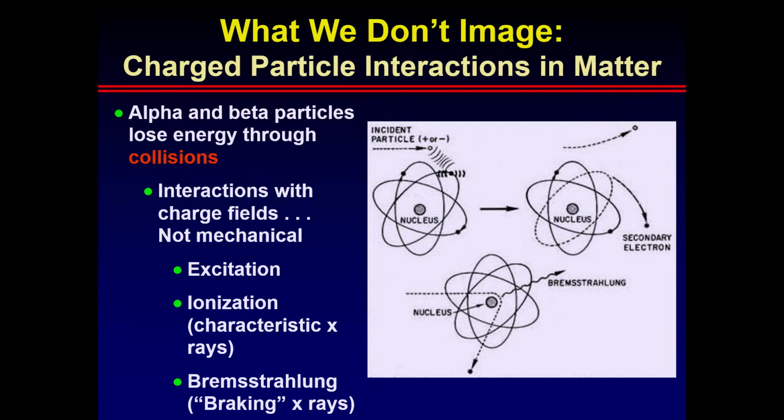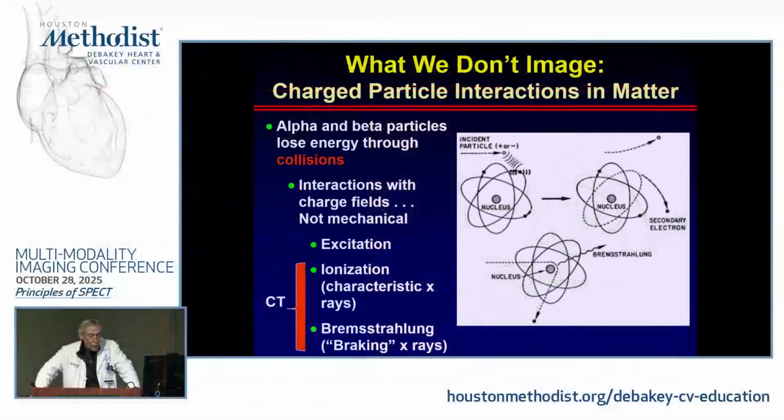And we also have this thing called Bremsstrahlung, which I always have a hard time pronouncing, which is called braking X-rays, where you have an electron going around the nucleus, and as it slows down, it gives off energy because there's always got to be conservation of mass and energy. So as it slows down, it gives off energy. And in fact, in CT, what we typically do is we look at ionization, which is characteristic X-rays, when electrons hit tungsten rings and give off characteristic X-rays. That's how we're getting our pictures.